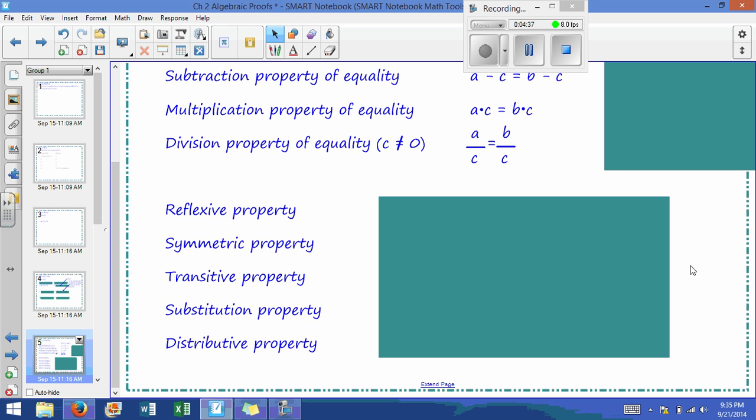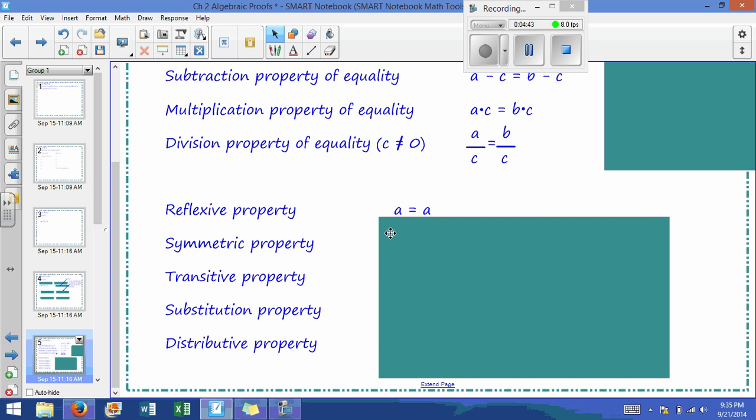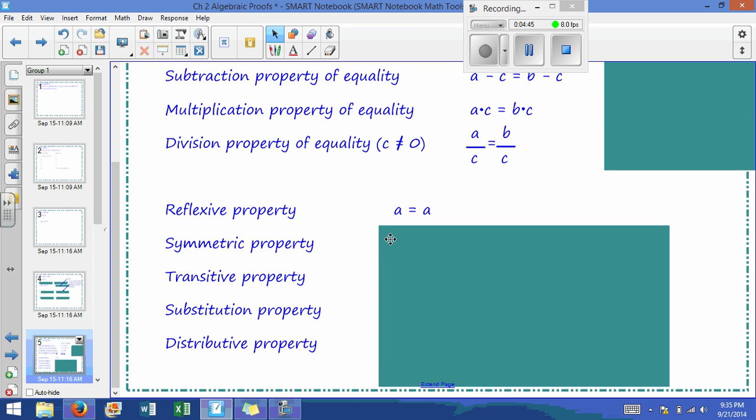Now there's some other properties on here that aren't as obvious. There's something called the reflexive property, and I'll show you in a little bit how you would use this. But the reflexive property means something equals itself. Pretty self-explanatory, right? Well, I just like to think of this one as a reflexive, like you look in the mirror and you see yourself back. So the reflexive property, you equal yourself.